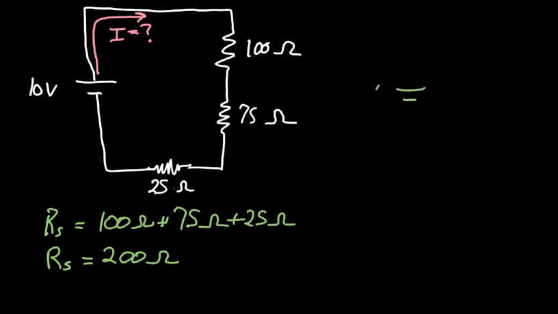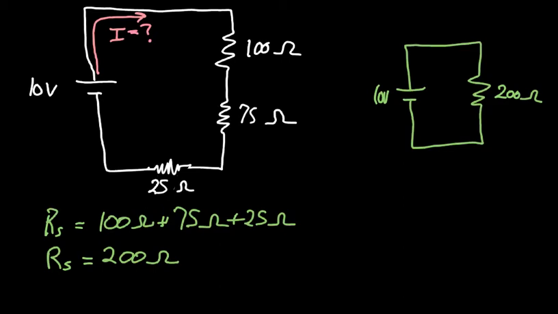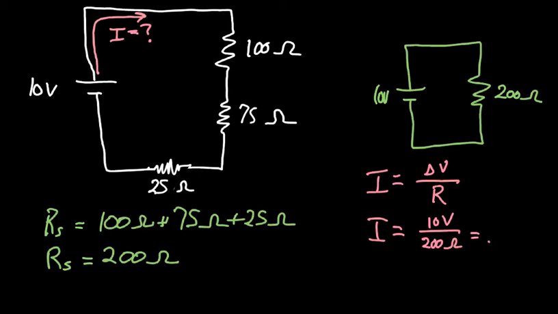So then we can draw a new circuit. Still has the 10 volts for our battery, but now we have just a single resistor, our equivalent resistance, which was 200 ohms. Our goal here is to solve for current, and current is equal to the voltage drop across this resistor divided by the resistance of that resistor. And so here our voltage drop is going to be 10 volts. Our resistance is 200 ohms, and so our current is going to be 0.050 amps.